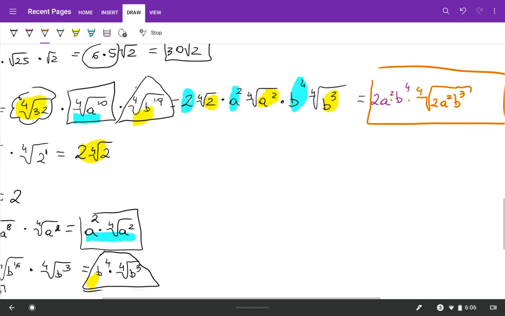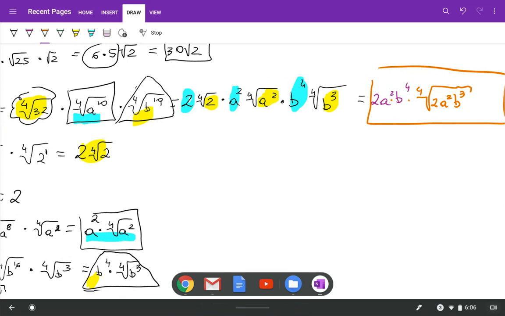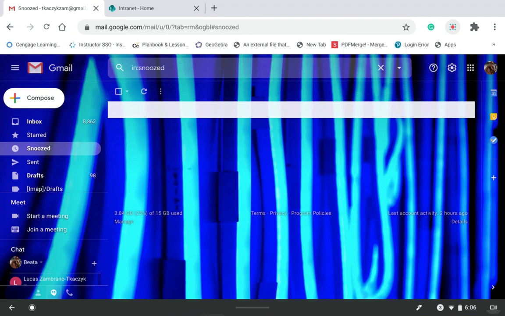I have 3 more examples for you guys, showing you how to simplify the radicals.